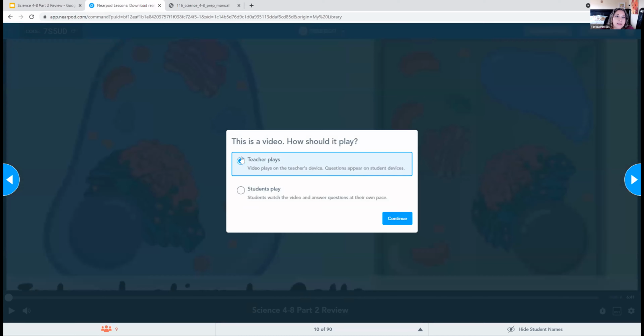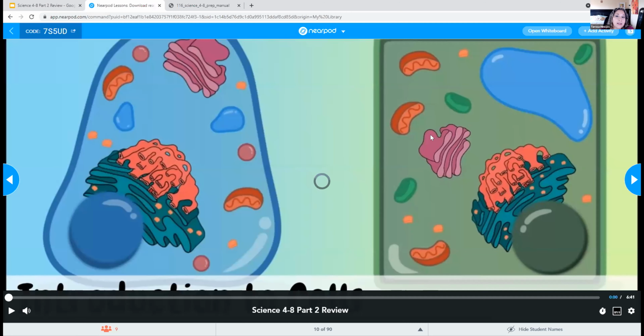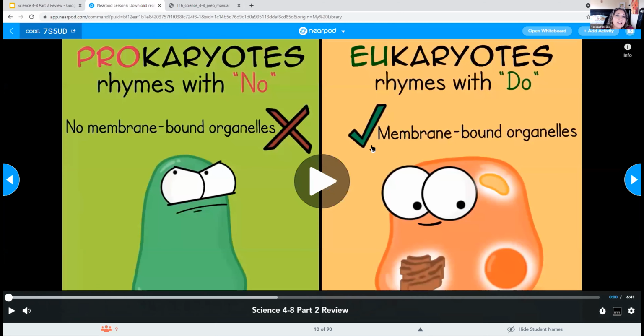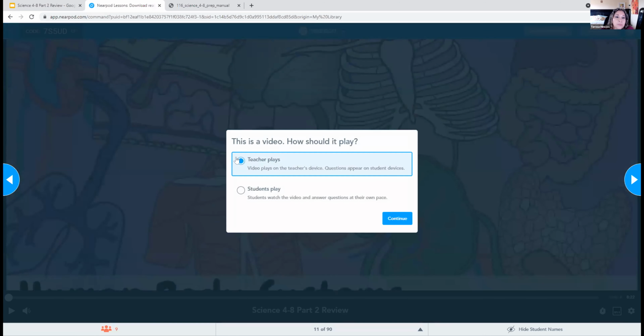Okay, and then here's Amoeba Sisters, and it has all of the organelles. It talks about prokaryotes and eukaryotes, and then it goes through all the organelles as well as their functions. Okay, so if you don't know what any of those are, definitely come back, read that and jot down notes for it. Okay, then the next thing has to do with levels of organization.